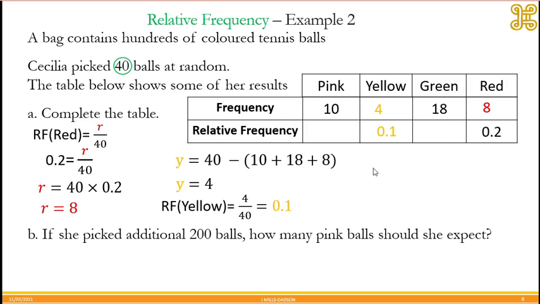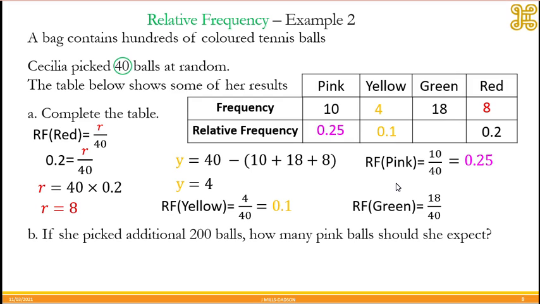Now, let's work out the next one, which is pink, is 10 out of 40, 0.25. Then green, 18 out of 40, 0.45. And you can double check, add 0.25, 0.1, 0.45, 0.2. It must equal 1.